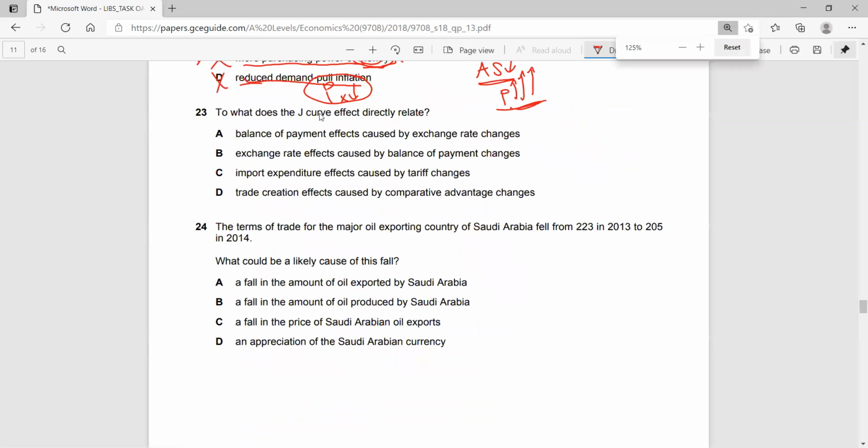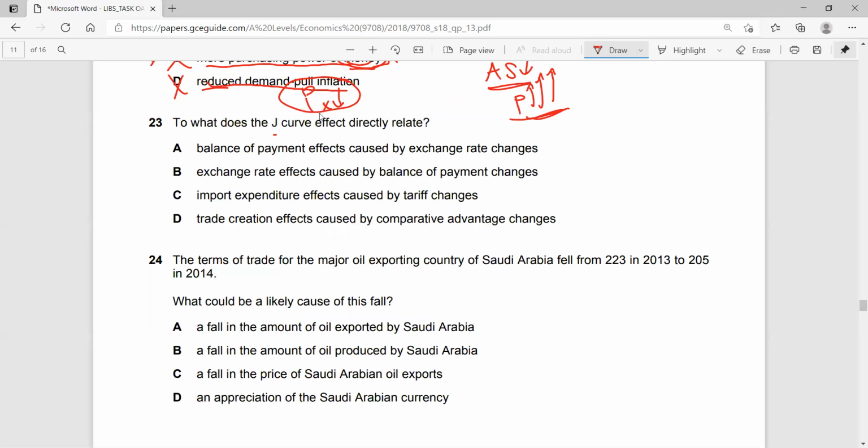Right. So to what does the J curve effect directly relate? So hopefully people remember the J curve effect. The J curve is something like this.